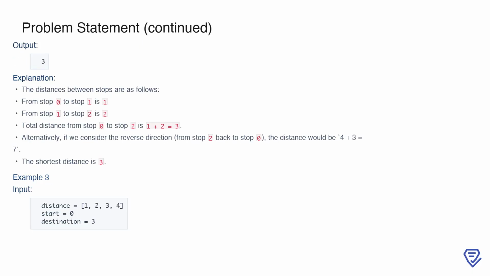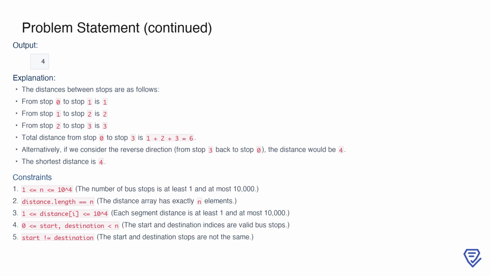Now consider a slightly more complex example with the same distance equals [1, 2, 3, 4], but this time start equals 0 and destination equals 2. Here, the distance from stop 0 to stop 1 is 1, and the distance from stop 1 to stop 2 is 2. Adding these together, the total distance along this path is 1 plus 2 equals 3. Alternatively, if we consider the reverse direction, traveling from stop 2 back to stop 0, the distance would be 4 plus 3 equals 7. Since the shortest path is the forward direction with a total distance of 3, that is the output.